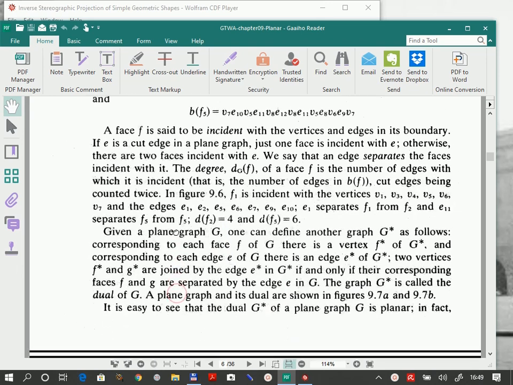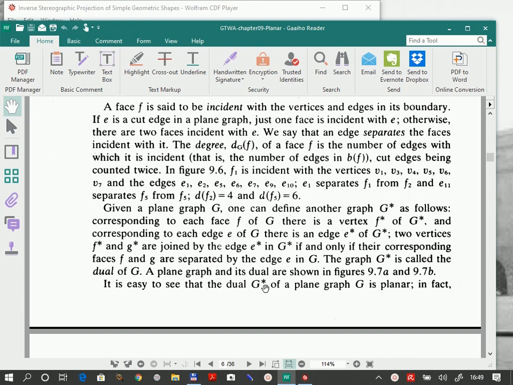Okay. Now you can define another graph G star as follows. You pick a vertex which you call F star for each face F of the original graph G, and corresponding to each edge E, there is an edge E star of G star. Two vertices F star and G star, which correspond to two faces F and G in the plane graph, are joined by an edge E star if and only if the corresponding faces F and G are separated by the edge E in G.